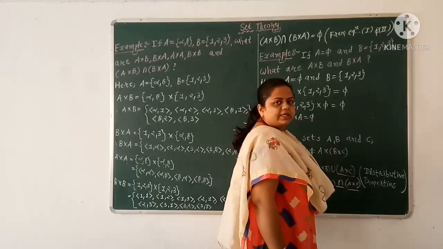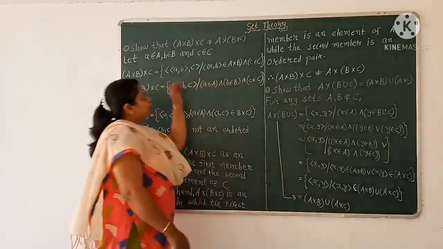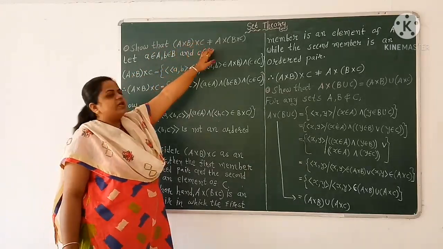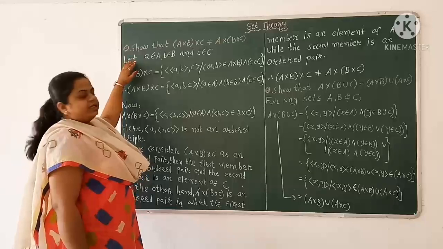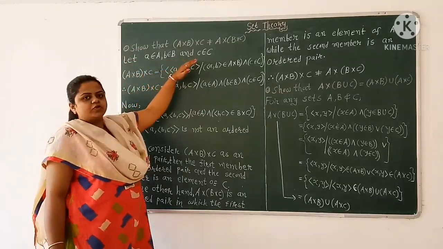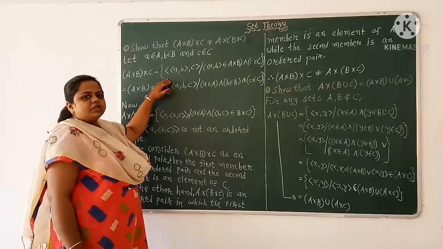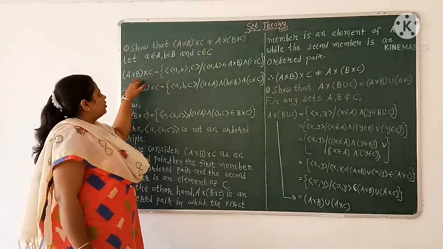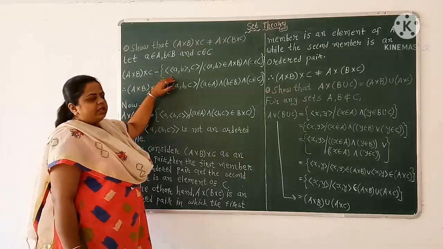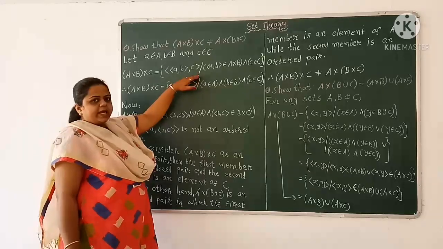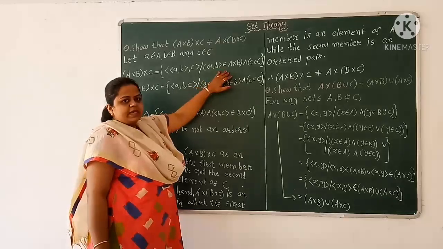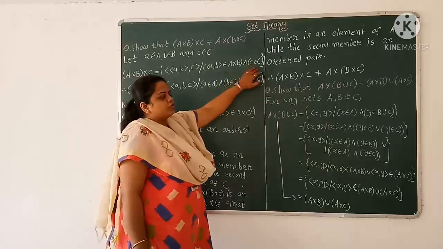This is called the distributive property. Now, show that (A × B) × C is not equal to A × (B × C). So, let a belong to A, b belong to B, and c belong to C. Now, by the definition of Cartesian product, (A × B) × C is equal to the set of ordered triples (a, b, c), where the ordered pair (a, b) belongs to A × B and c belongs to C.